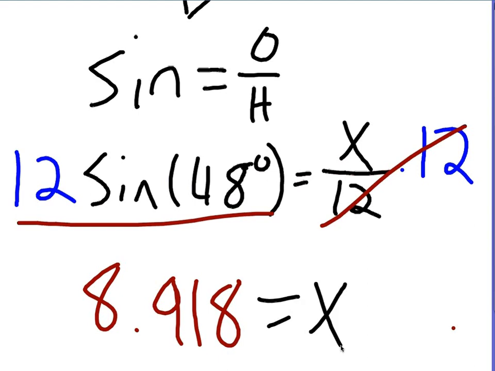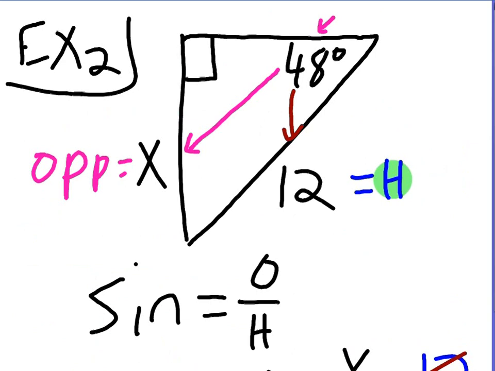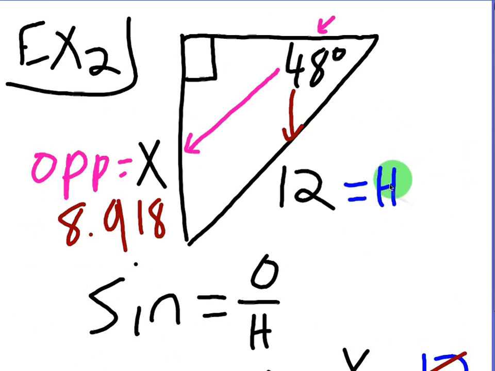And so what we've done is we've solved for this side of the triangle. That means it's 8.918 feet, whatever, right? I mean, let's say this is actual in feet. This would be 12 feet, and this would be a little bit less than 9 feet. Okay? Now I want to do one more example.